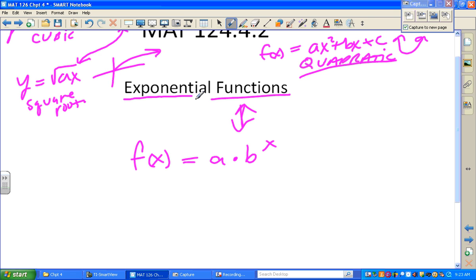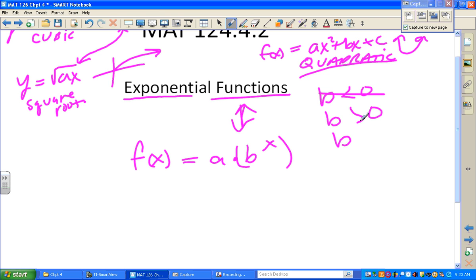Some things about the exponential function. One, b cannot be negative. It has to be positive. Is the x only to the b then? Right. The x only goes with the b. Correct. So I can put it like this if I wanted.